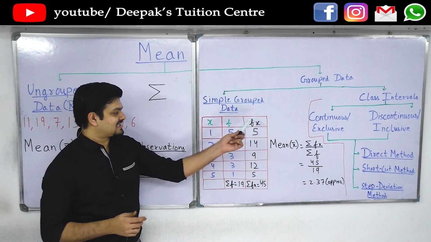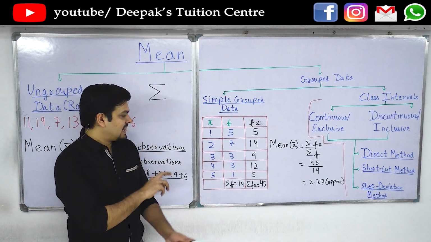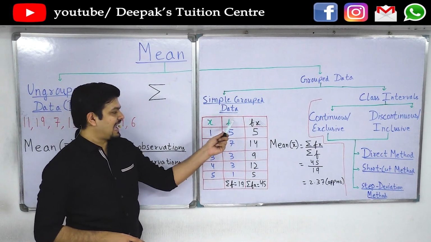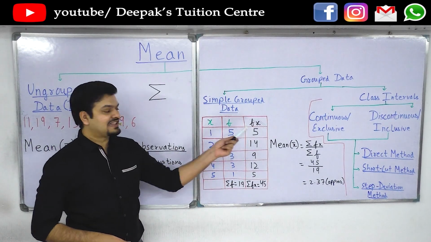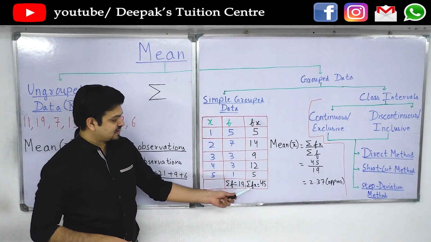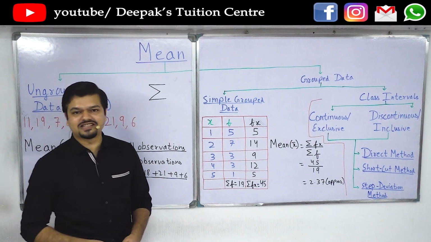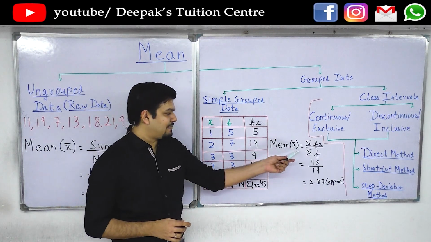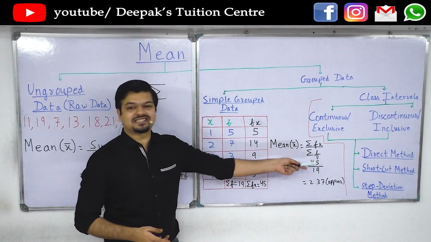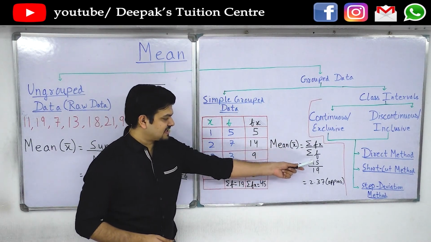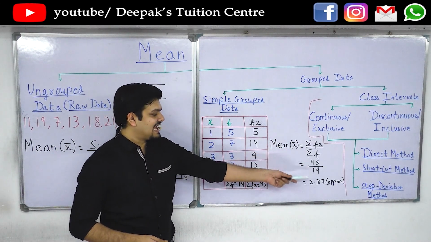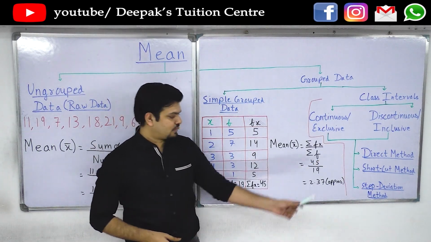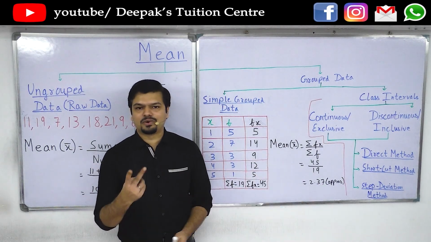This column simply states the sum of all observations: 1 added 5 times, 2 added 7 times, etc. The heading of this column is Fx, meaning F into X. So summation Fx is basically the sum of all observations. Since the formula is sum of all observations by number of observations, mean has now become summation fx by summation f. Since summation fx is 45 and summation f is 19, 45 by 19 equals 2.368, which roughly equals 2.37. We rounded it off to 2 decimal places.